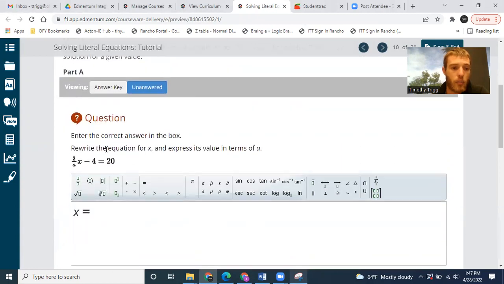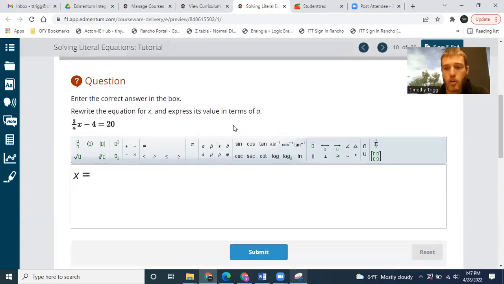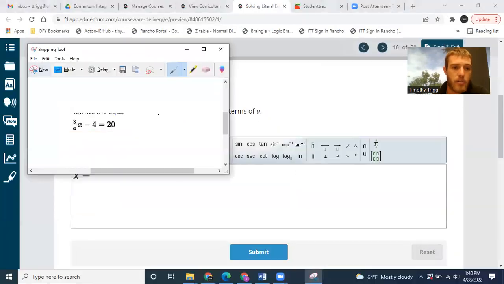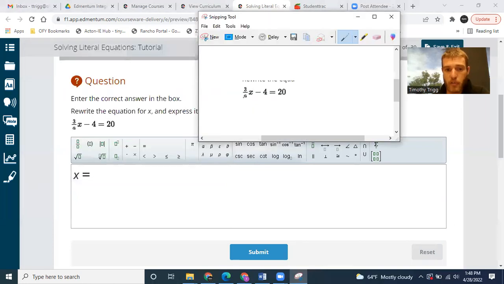But let's go ahead and rewrite this equation for x and express its value in terms of a. So just like we've done before, we want to solve for x. So we want to get x by itself. Now, what's key here is that notice there's multiple variables involved. There's x, but then there's also a, okay? Don't worry too much about a, except that just know that a is a number.